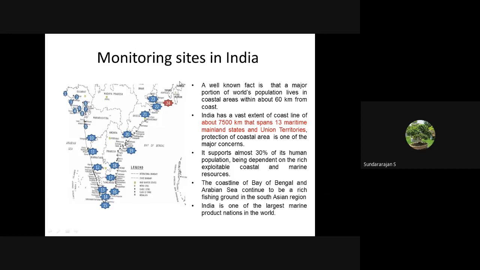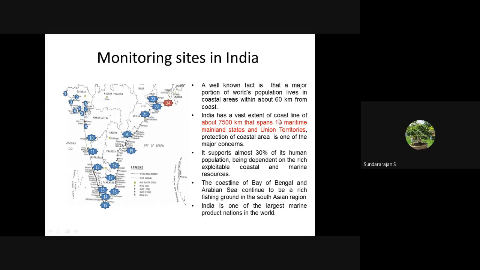As we know, the major portion of the world population lives within 60 kilometers of the coastline, and most of the major metropolitan cities in the world are there. This map is for reference, but we have done extensive studies particularly at these hotspot sites in Indian coastal areas. It is not limited to 24, it extends to the Bangladesh and Pakistan border. Now it will come to around 40, we have not updated it in about 3 years.